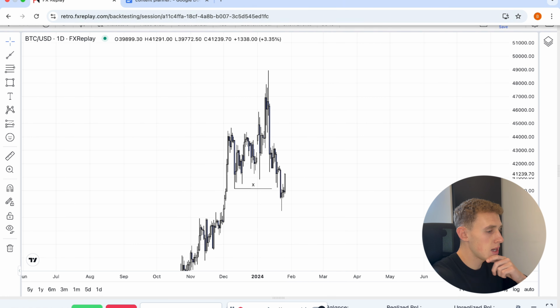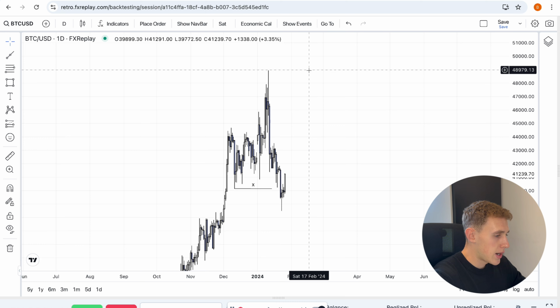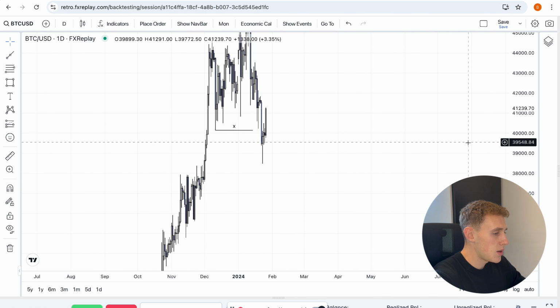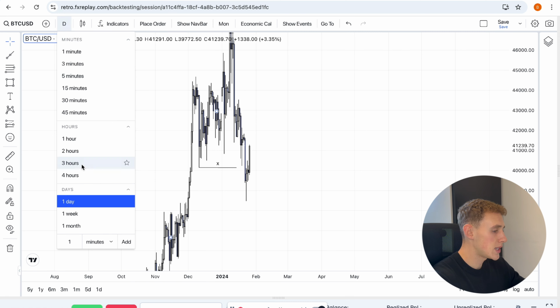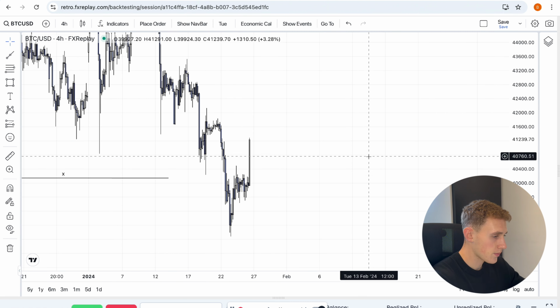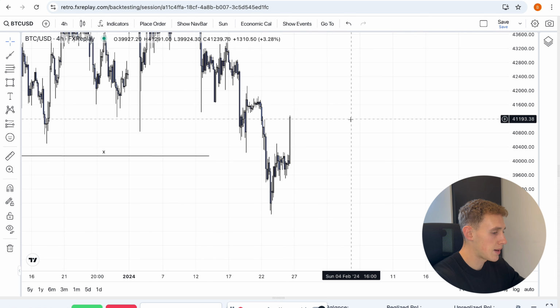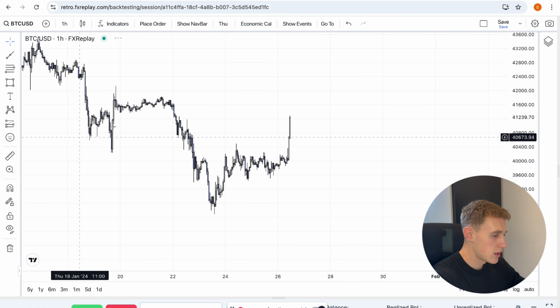Just there, as we can see. Expecting price to maybe at least continue up into this high, which is the sort of opposing liquidity. And let's see if we can capitalize on a move up to there.